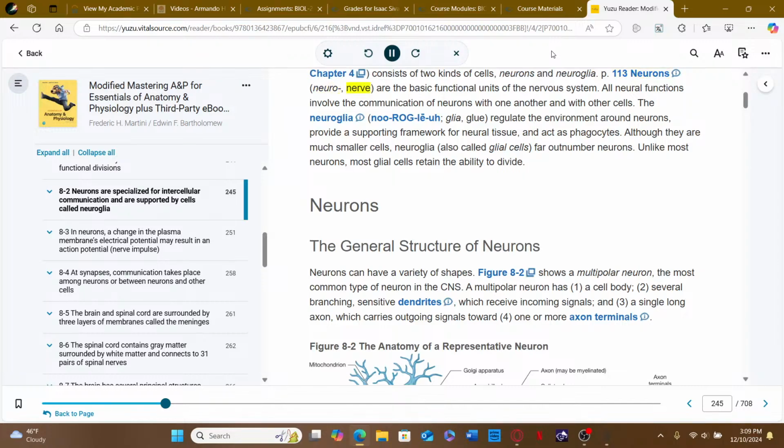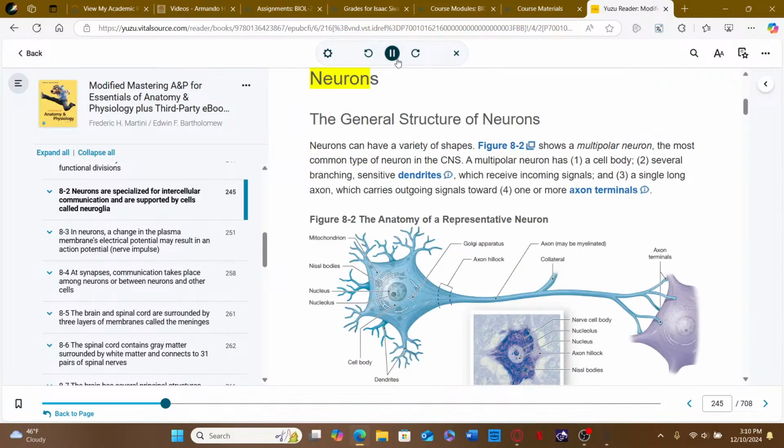Neurons are the basic functional units of the nervous system. All neural functions involve the communication of neurons with one another and with other cells. The neuroglia, or glia, regulate the environment around neurons, provide a supporting framework for neural tissue, and act as phagocytes. Although they are much smaller cells, neuroglia, also called glial cells, far outnumber neurons. Unlike most neurons, most glial cells retain the ability to divide.